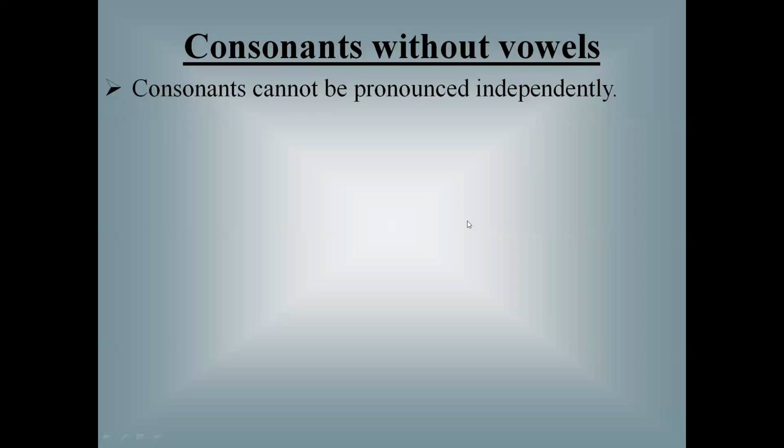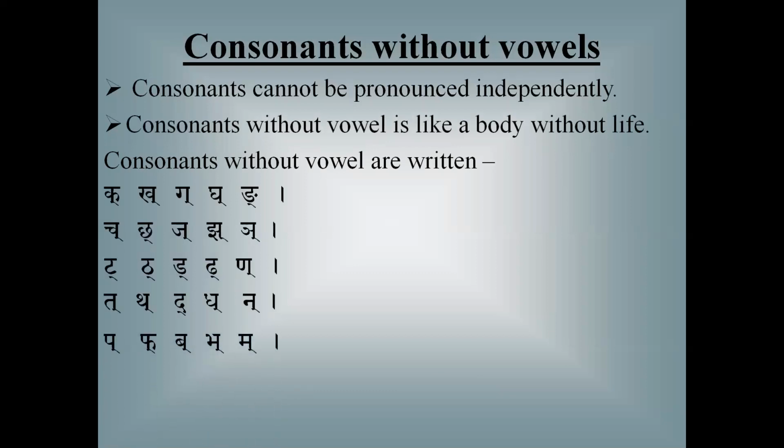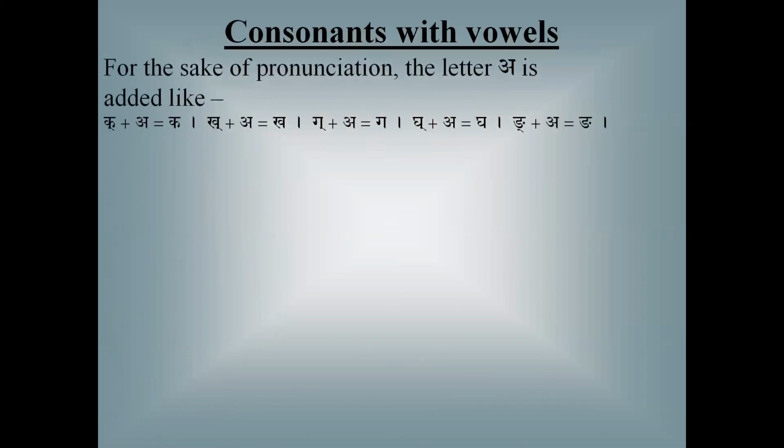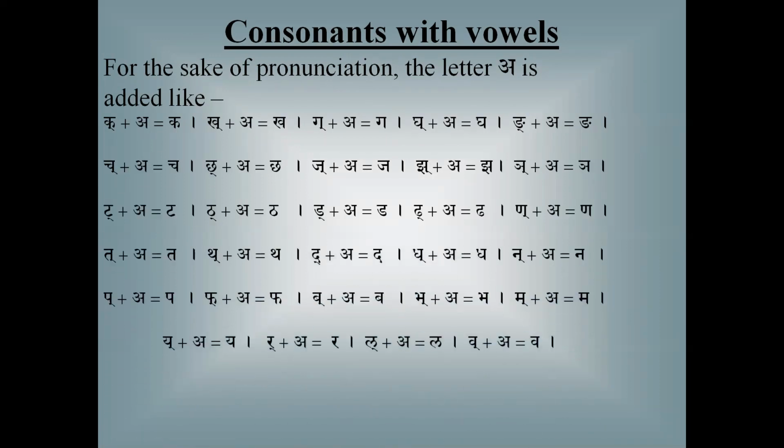We have seen in the last class the combination of vowels and consonants. Pure consonants will be written with a stroke at the bottom. That cannot be pronounced, as you see on the screen. Pure consonants are like the shariram without life. They cannot be pronounced. Vowels need to be added. And when you add the vowel, it gets a special sign that is called Gunitaksharani. Even when we learn the consonants, like pronouncing kha, gha, we add the vowel a to make it pronounceable.